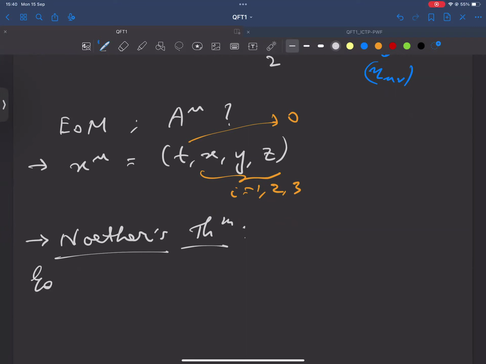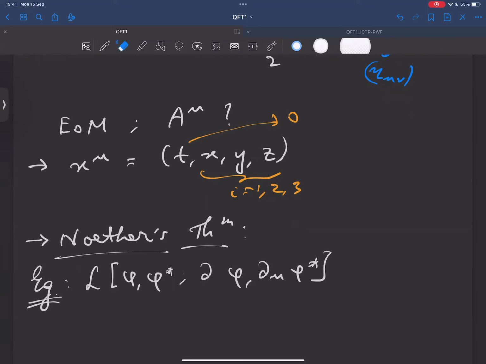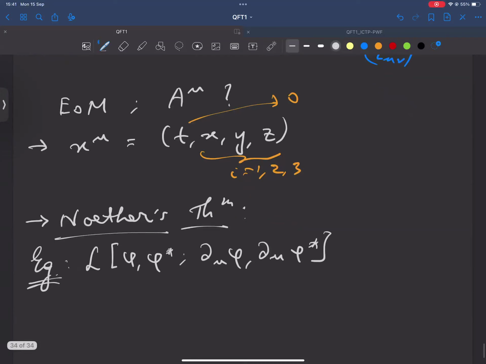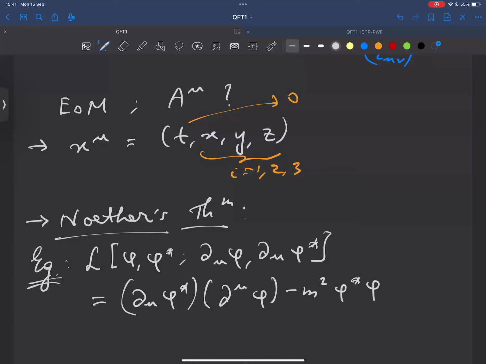So we will start with an example, and this will be the example of a complex scalar field. Now we will have two fields, phi and phi star, and their derivatives. And the Lagrangian is going to be del mu phi star del mu phi minus m squared phi star phi.